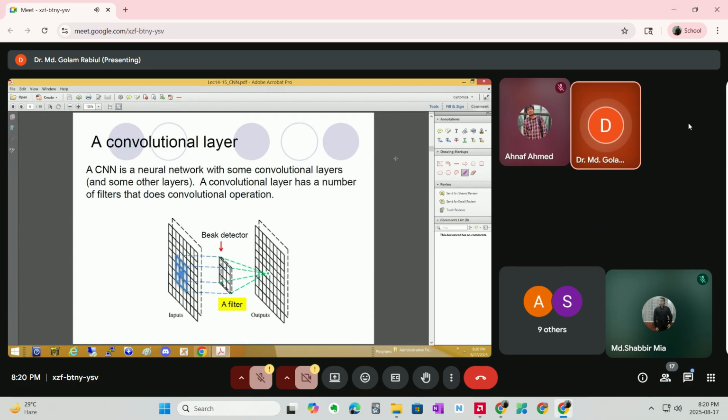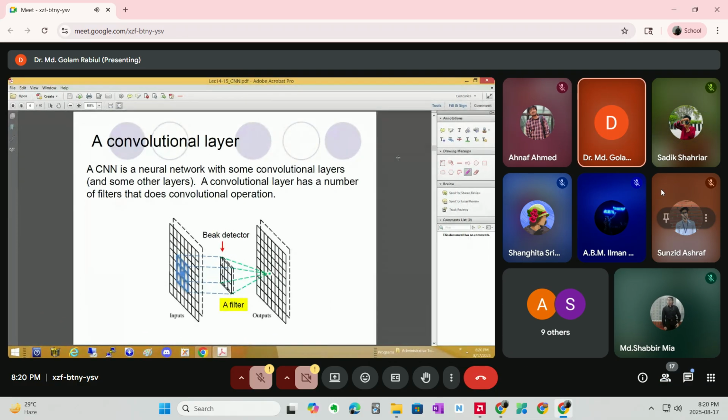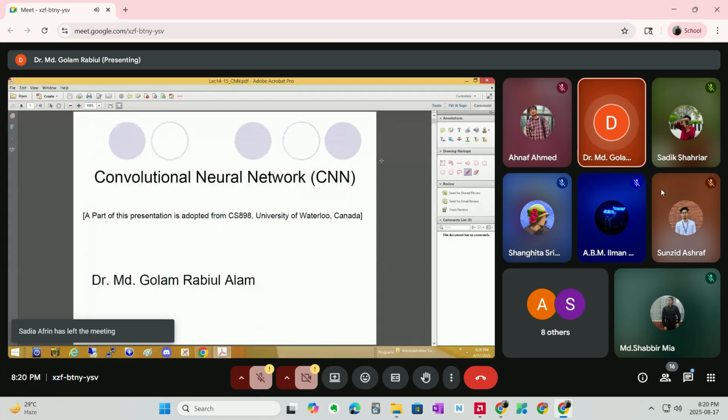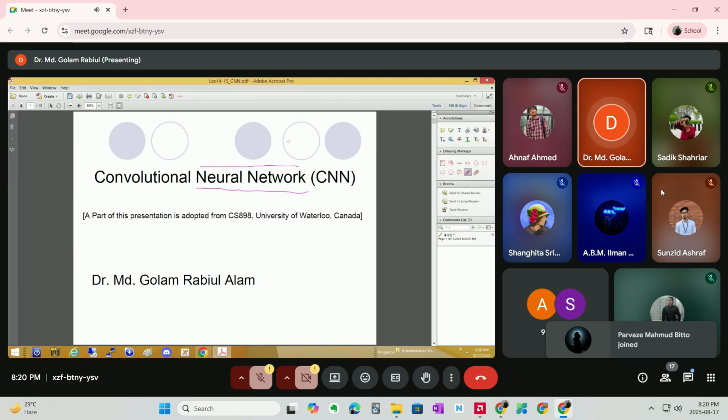So I think we can start our today's lecture. Today's lecture is on convolutional neural network. I think you already know about the neural network. In our last two lectures, we have discussed the artificial neural network. In today's lecture, we will cover the convolutional neural network.